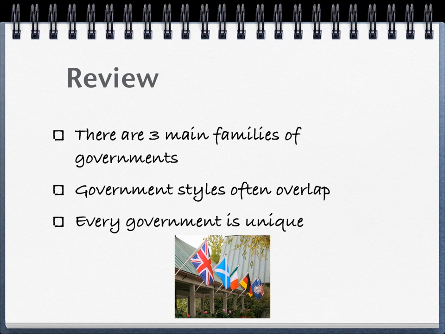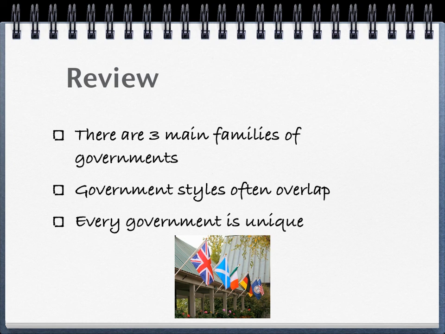To wrap up everything we've learned, there are three main families of government. We had democracy, we had oligarchy, and we had, what was the third one? Go look in your notes and review yourself. There you go. Check on your notes, fill it in. We also learned government styles overlap, especially that monarchy and parliamentary style. Those will overlap a lot.